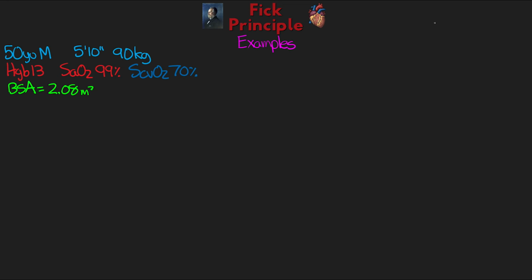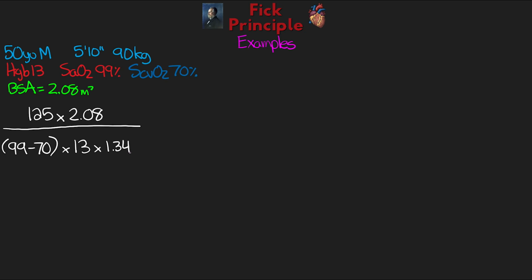Now we can plug in our values. On the top we have 125 times our body surface area of 2.08 divided by our SaO2 of 99 minus our ScvO2 of 70. After doing that, we'll multiply by our hemoglobin of 13 times 1.34 and then divide all of that by 10.